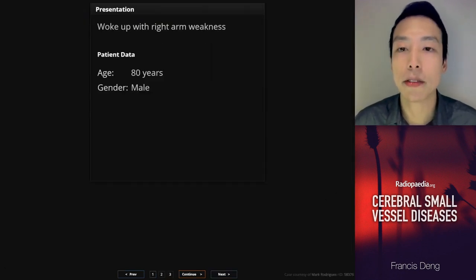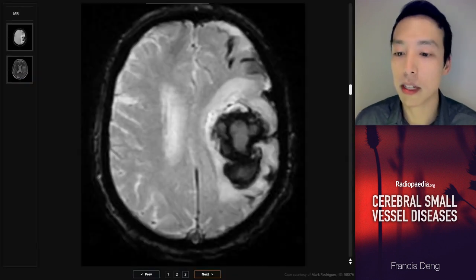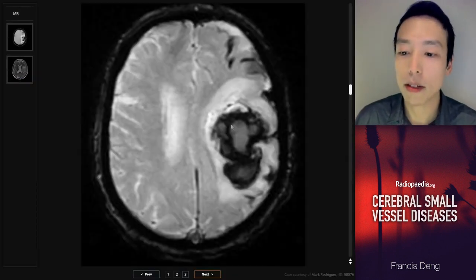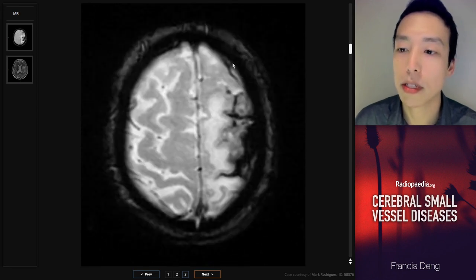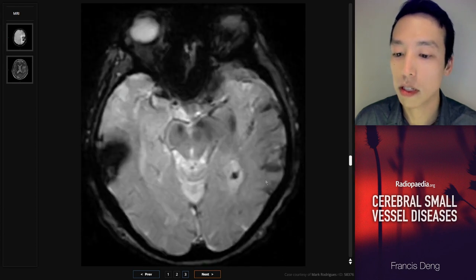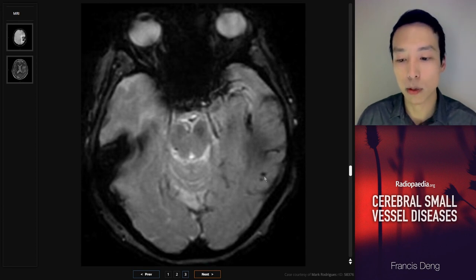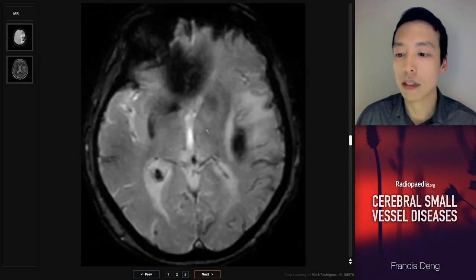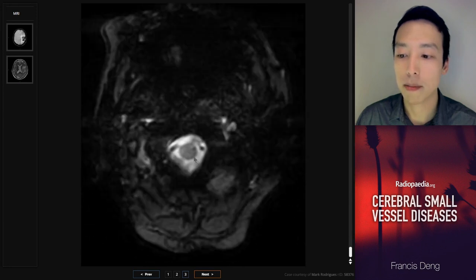Here's another case of an 80-year-old male who woke up with right arm weakness. Unfortunately, they too had intracerebral hemorrhage. Now, to distinguish the etiologies, we obtain an MRI, and that redemonstrates the intracerebral hemorrhage, but also shows superficial siderosis in the ipsilateral cerebral hemisphere. And what we also see are the cerebral microbleeds in cortical, subcortical regions. Importantly, there are no cerebral microbleeds in the deep gray nuclei or the brainstem.